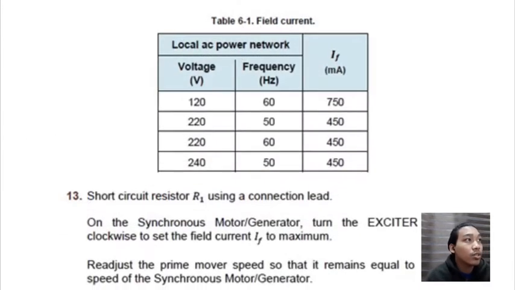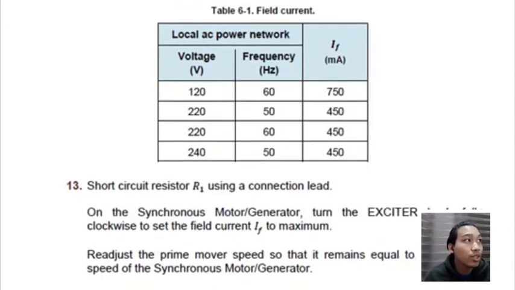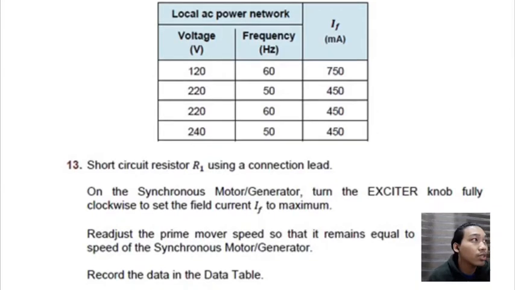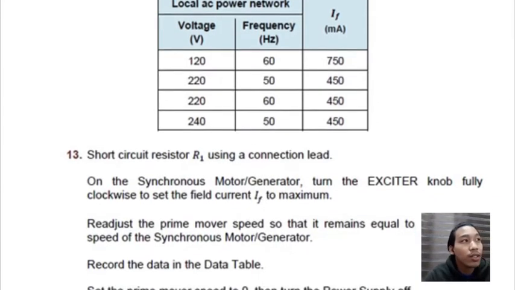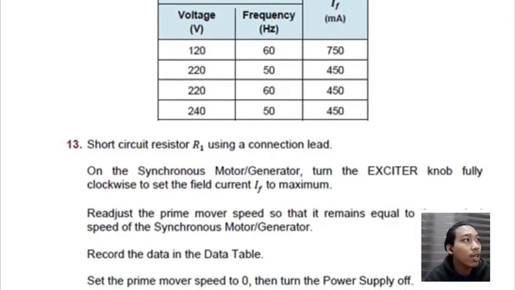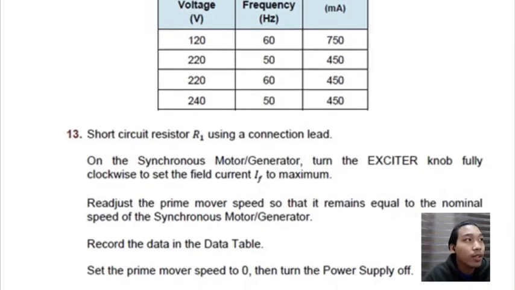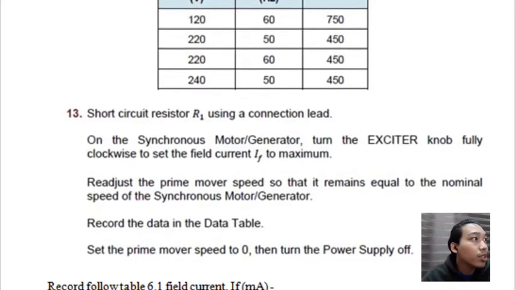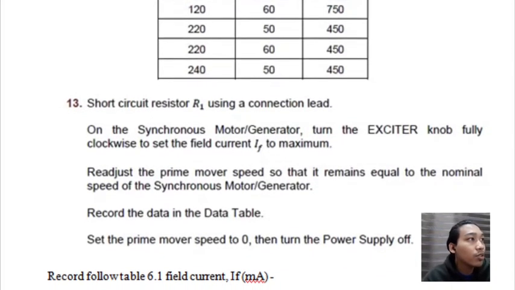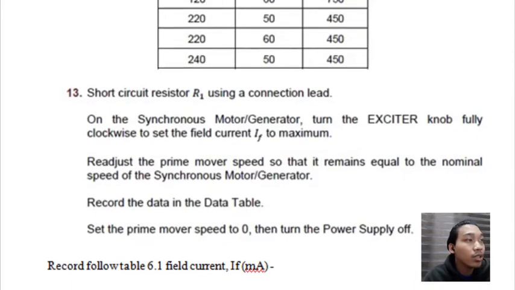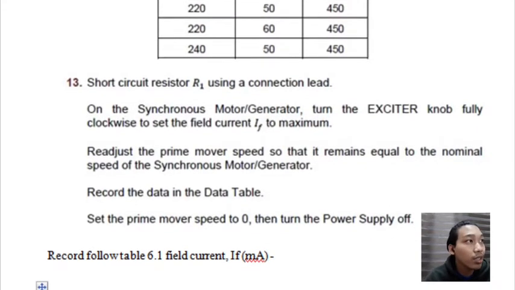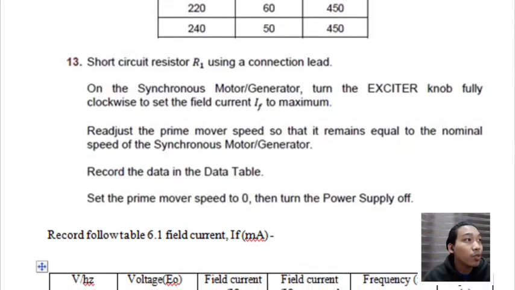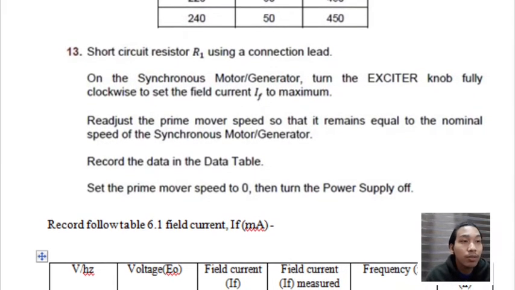Next, short circuit the resistor R1 using a connector lead. On the synchronous motor or generator, turn the exciter knob fully clockwise to set the field current I to maximum. Then readjust the prime mover speed so that it remains equal to the nominal speed of the synchronous motor or generator. Then we must record the data in the data table. Set the prime mover speed to 0, then turn the power supply off.